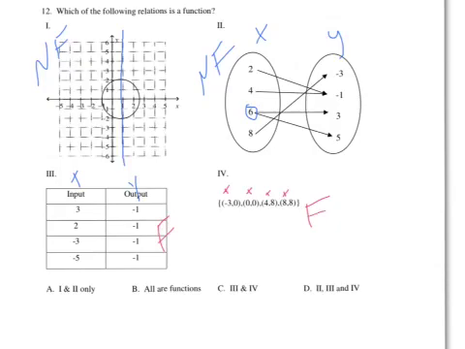The question says, which of the following relations is a function? Or which of the following are functions, I guess it should say. So the two that are functions are option 3 and option 4. So we come down here and we look for 3 and 4 right here. So C is our answer.